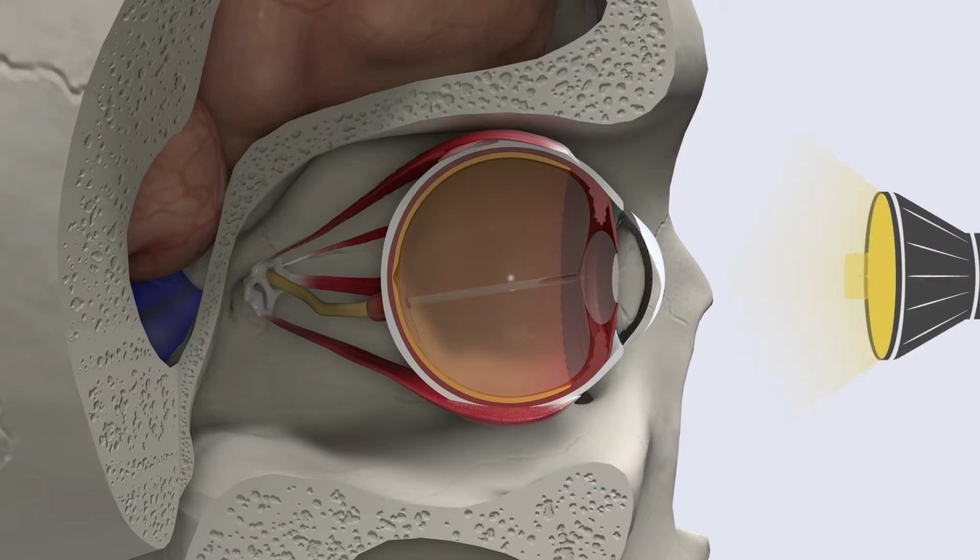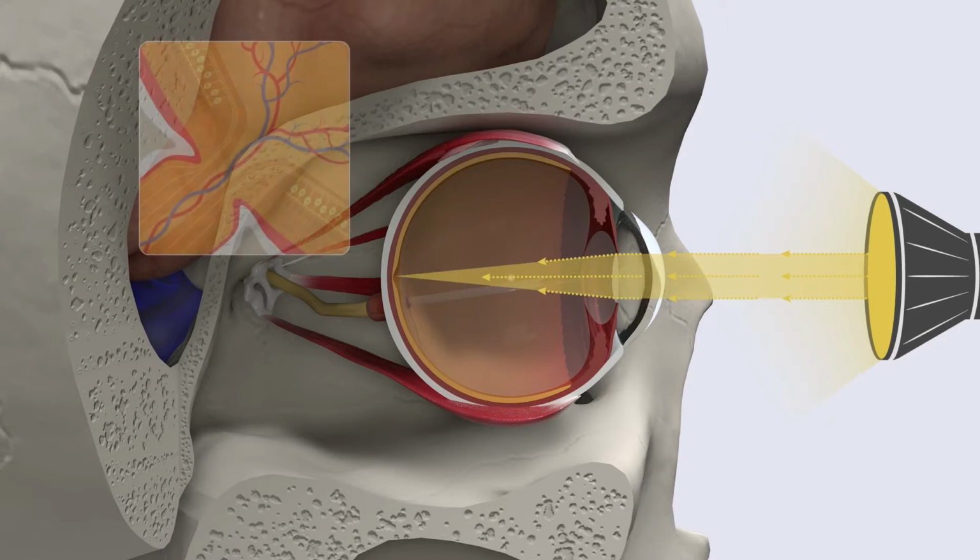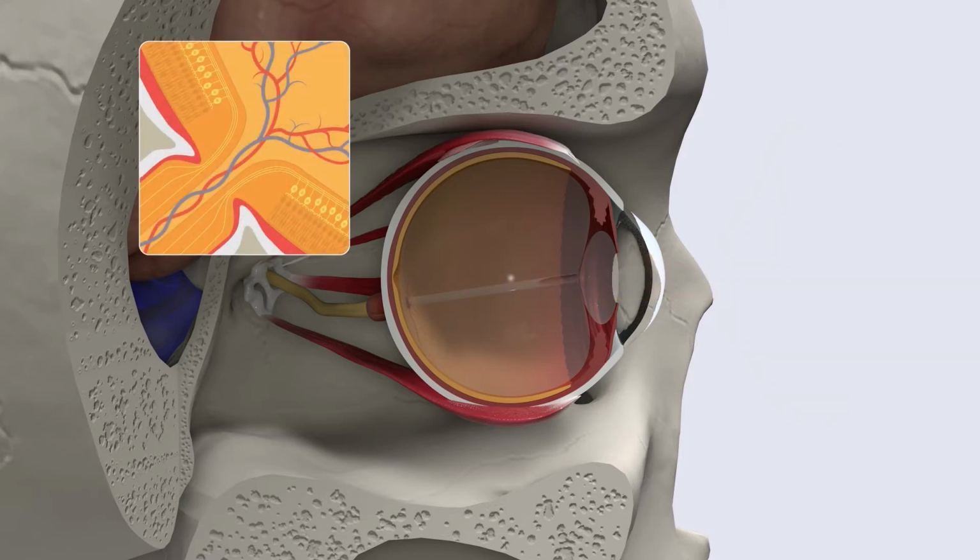When light is shown into a single eye, the lens focuses the light onto the retina. The retinal ganglion cells, the first neuron of the pupillary light reflex, convert light into neural signals, which travel to the brain via the ipsilateral optic nerve.